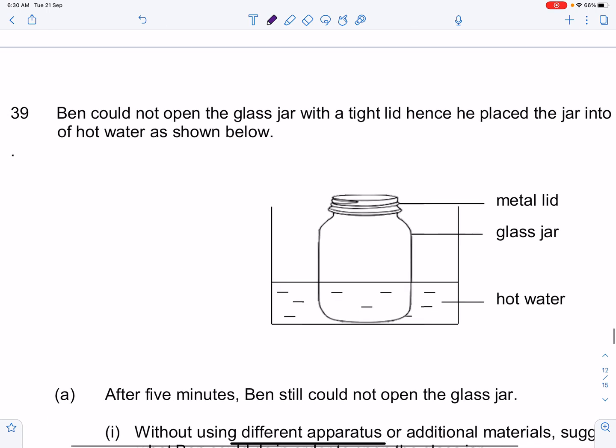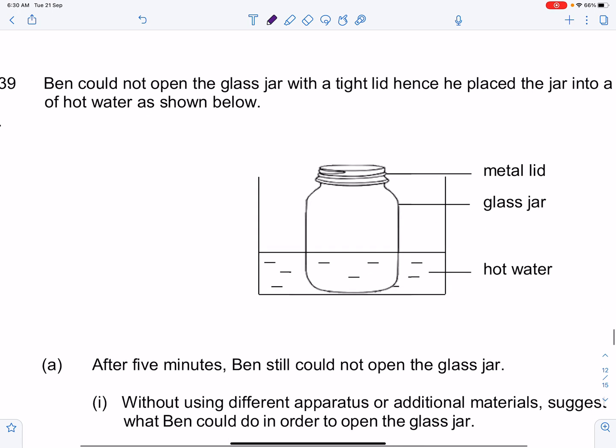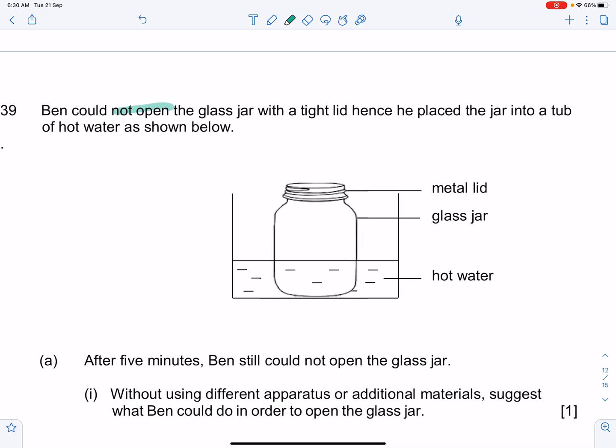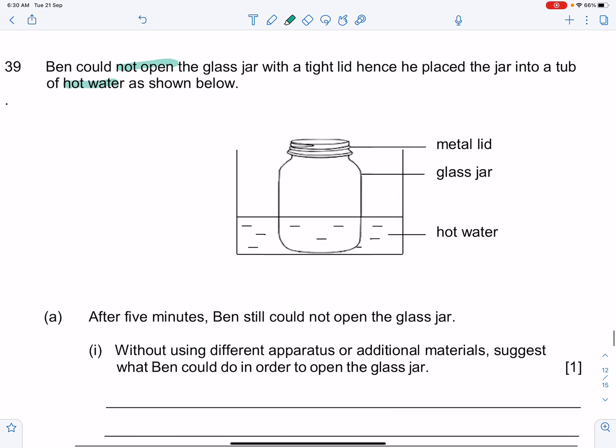Okay, moving on. Question 39. Ben could not open the glass jar with a tight lid. Hence, he placed the jar into a tub of hot water as shown below. After 5 minutes, Ben still could not open the glass jar. Without using different apparatus or additional materials, suggest what Ben could do in order to open the glass jar.